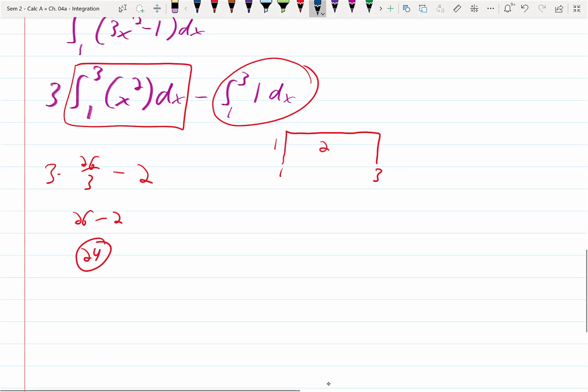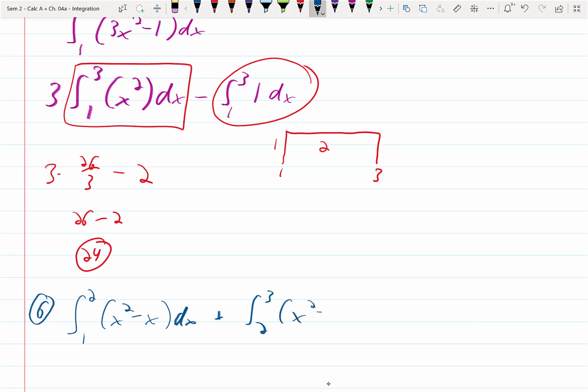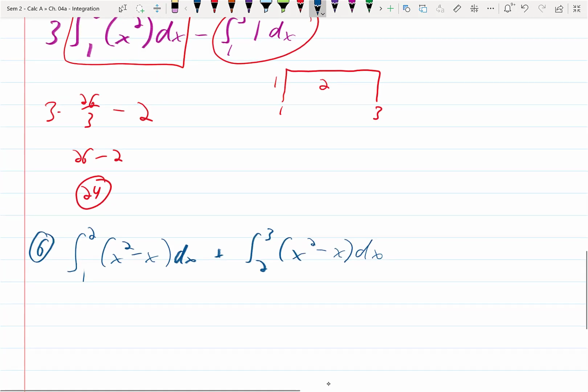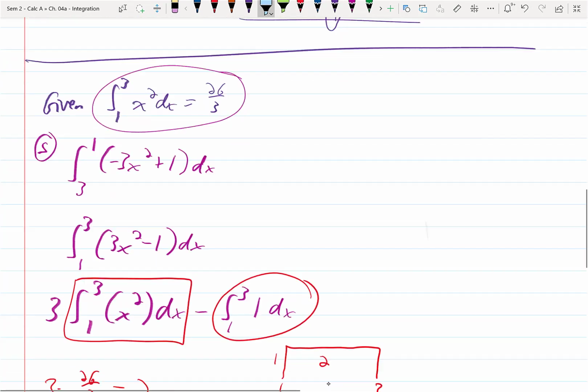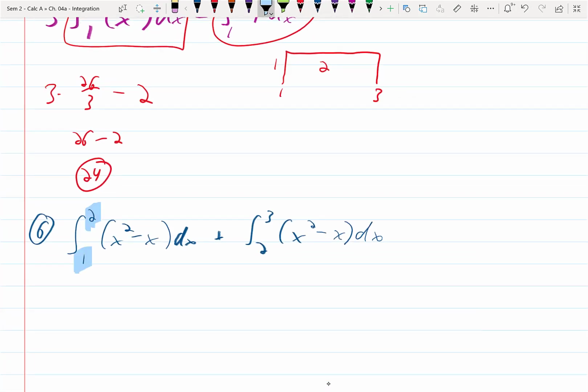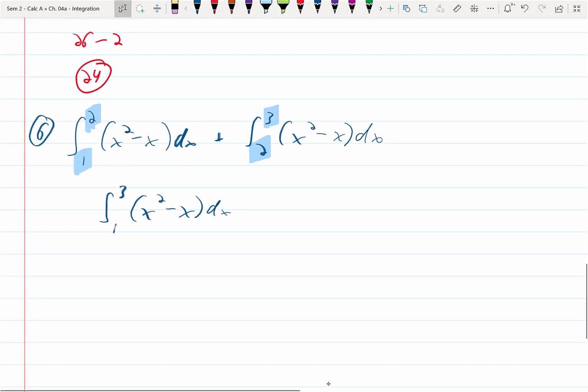Let's do another example using the same things we had up above. We're going to do the integral from 1 to 2 of x squared minus x dx plus the integral from 2 to 3 of x squared minus x dx. What you should see with this, we're given the integral up here from 1 to 3. If these match, I'm going from 1 to 2 and then from 2 to 3. So this is the same as the integral from 1 to 3 of x squared minus x dx. If I split that up into multiple integrals, I have the integral from 1 to 3 of x squared dx minus the integral from 1 to 3 of x dx.